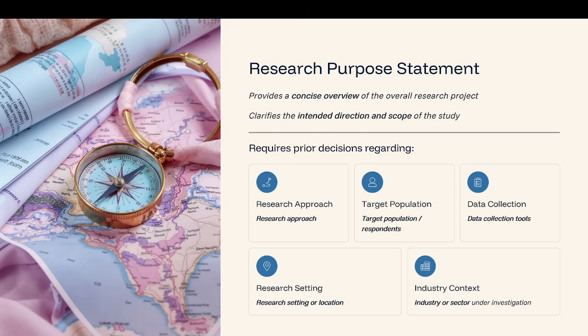For better understanding of the research problem, let's talk about the research purpose statement. The purpose statement provides the reader with a concise overview of the research project. It clarifies the intended direction and scope of the study. And it requires prior decisions regarding the research approach, target population, data collection, research setting, and industry context.